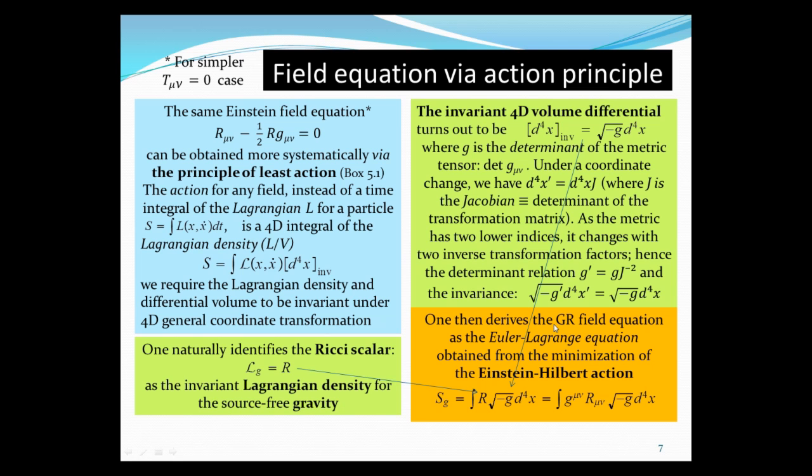So we want to derive the Einstein equation, or its Euler-Lagrange equation, obtained from minimizing the action. This is now called the Einstein-Hilbert action. So the Lagrangian density L is the Ricci scalar, and the invariant volume involves the square root of the determinant of the metric. And if I write out the Ricci scalar as the metric tensor contracting the Ricci tensor, then R is just, okay.